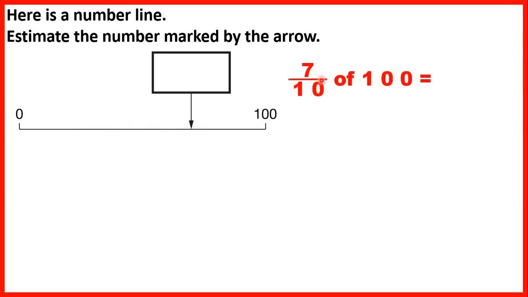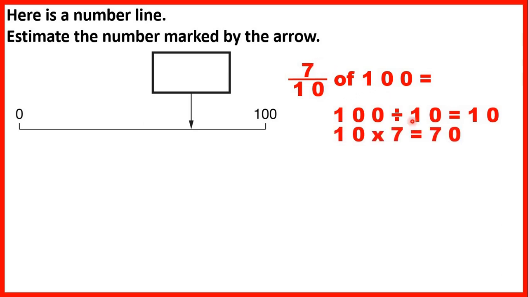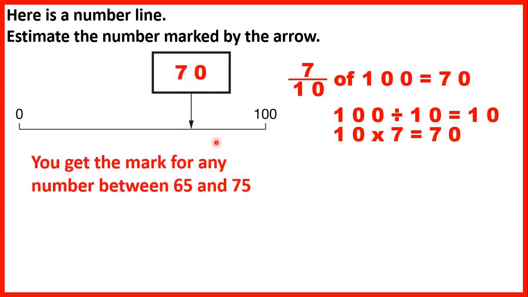So we can find 7/10 of 100. To find a fraction of a number, we divide by the denominator and then multiply by the numerator. So 100 divided by 10 is 10, times 7 is 70. So because 7/10 of 100 is 70, and I would estimate that this point is 7/10 of the way to 100, this point must be 70. But you get the mark for any number between 65 and 75.